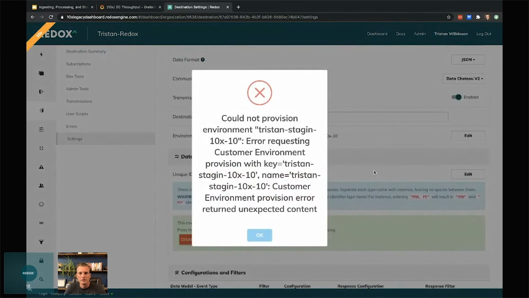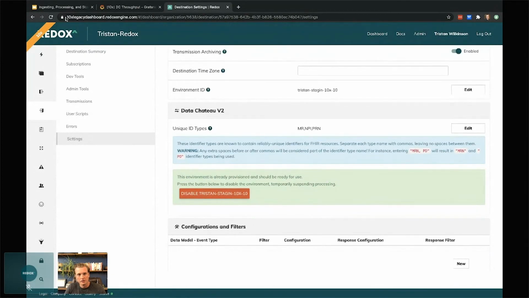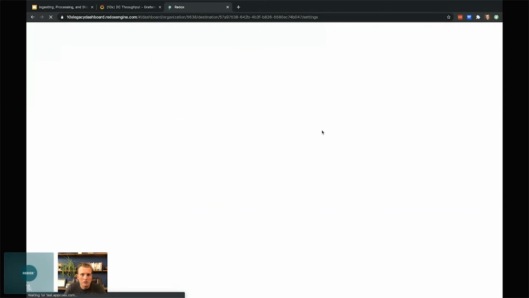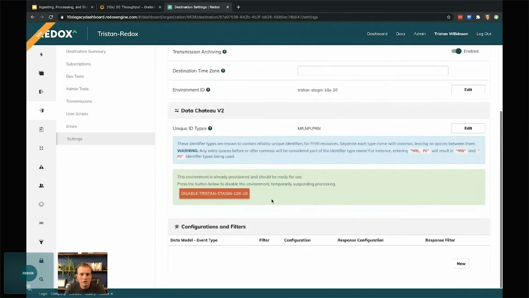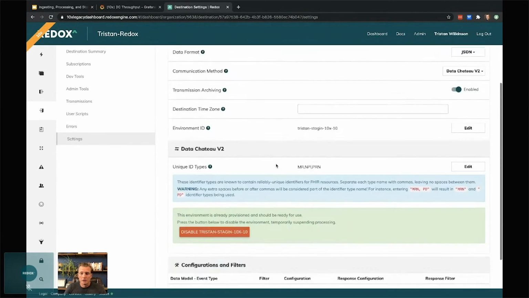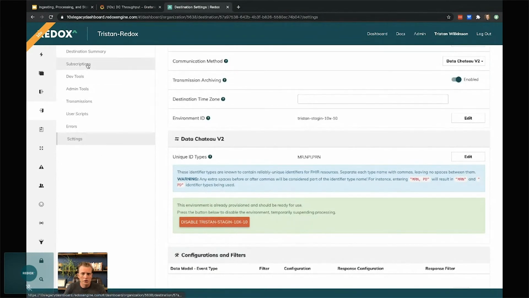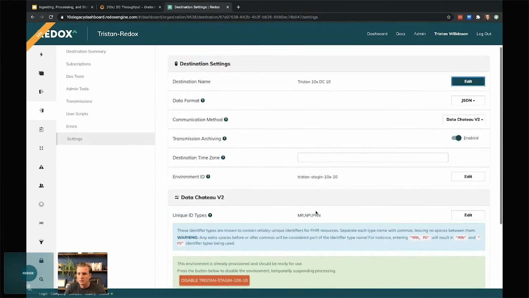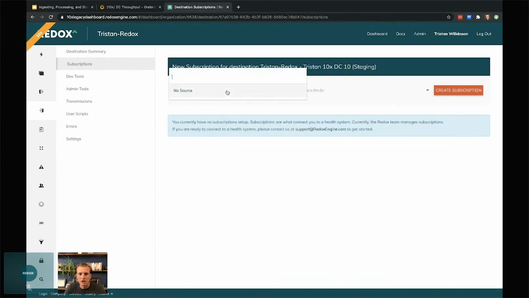And of course, actually, it looks like that worked. Not sure what the error was, but it looks like it worked. I'm going to go set up, as I was talking about before, our unique ID types configured for this health system for the patient identifiers that we're expecting. And we're going to go set up a subscription to start listening to healthcare data events.